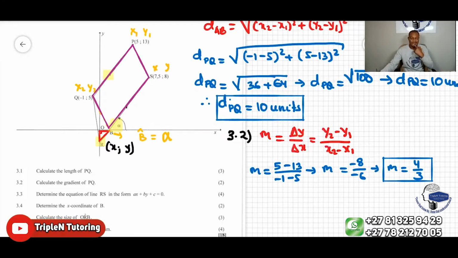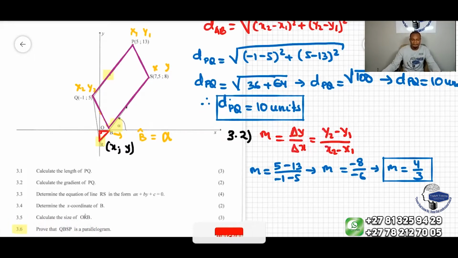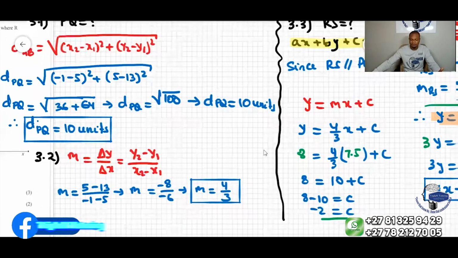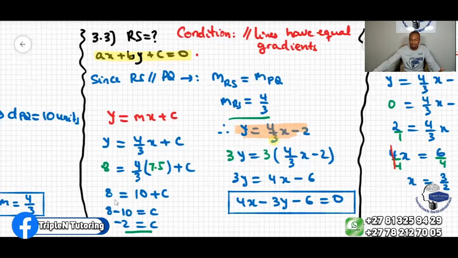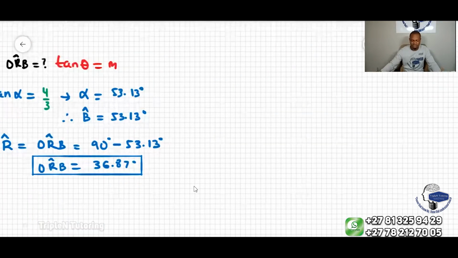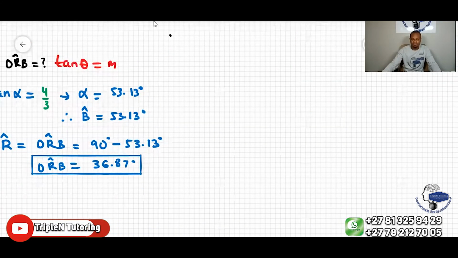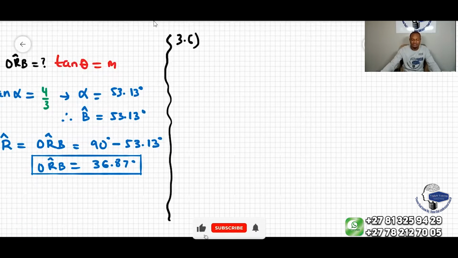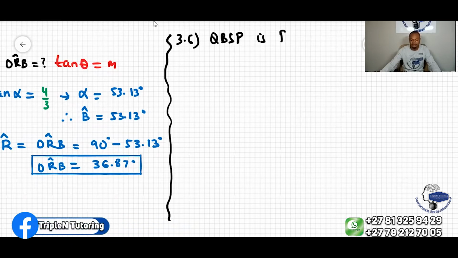So how can you do that? There are many ways to prove that a shape is a parallelogram. I'm going for the properties of a parallelogram first. Let me write the question here: 3.6. We are asked to prove that QBSP is a parallelogram.